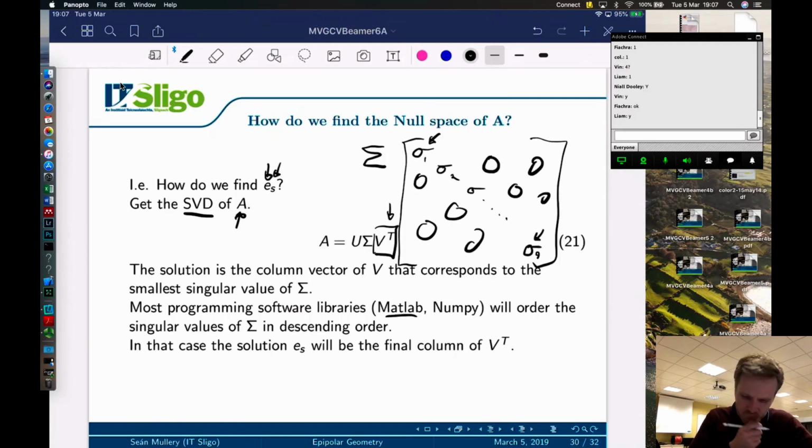Okay. So most programming software libraries will order the singular values in descending order. Beware, if you just do that as ordinary maths, that's not guaranteed, and some software libraries may not do it. So when you see people say just use the last column, you need to be aware this is what they're actually doing, and they're assuming that it's been ordered. So in that case, the solution E_S will be the final column of V_E transpose.